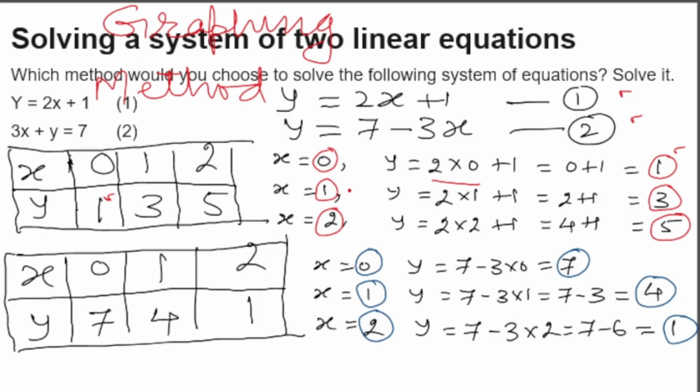And when we put x is equal to 1, it will be 2 into 1 plus 1. So 2 into 1 is equal to 2, and 2 plus 1 is equal to 3. Therefore, at x is equal to 1, y will be 3. And when x is equal to 2, y is equal to 2 into 2 plus 1, that is equal to 4 plus 1, and 4 plus 1 is equal to 5. So at x is equal to 2, the value of y is 5.